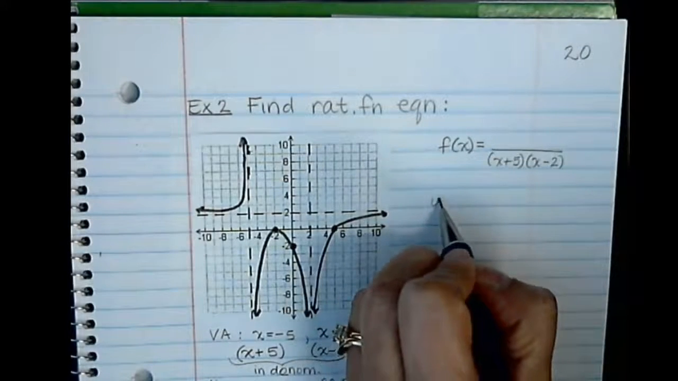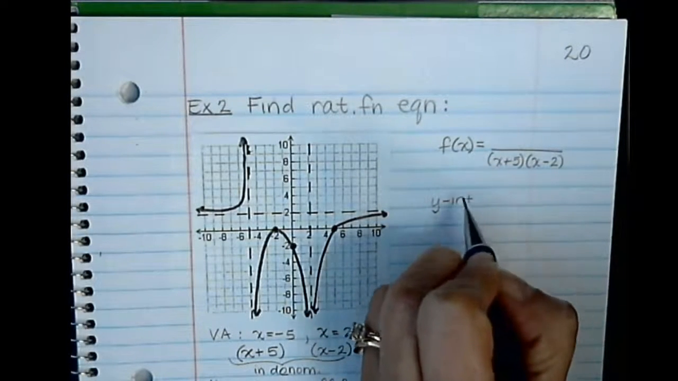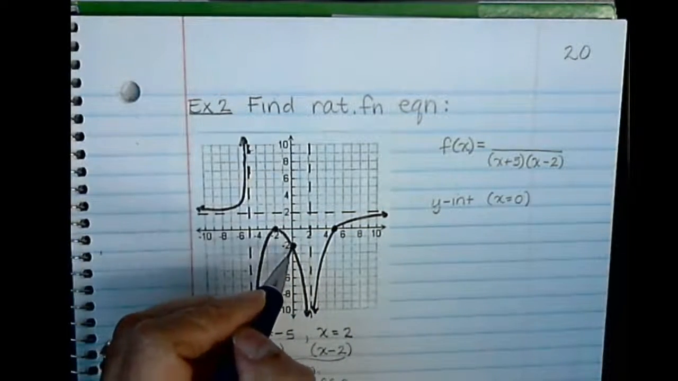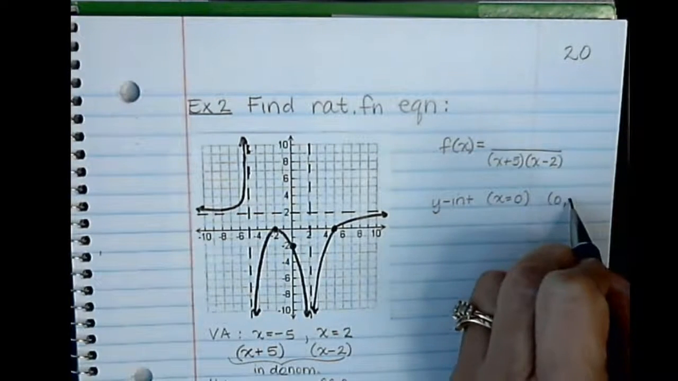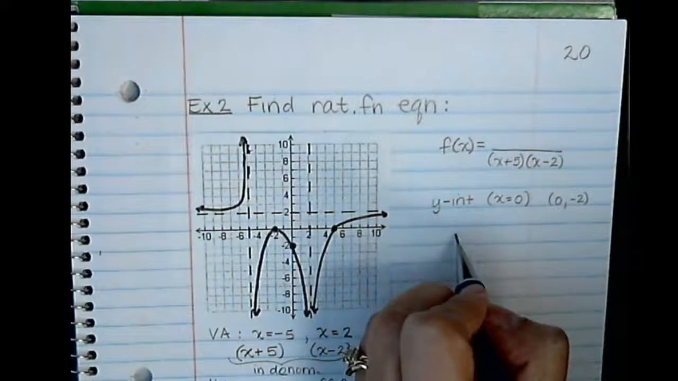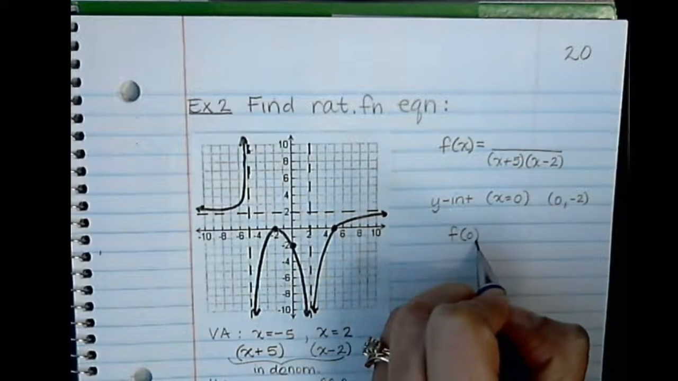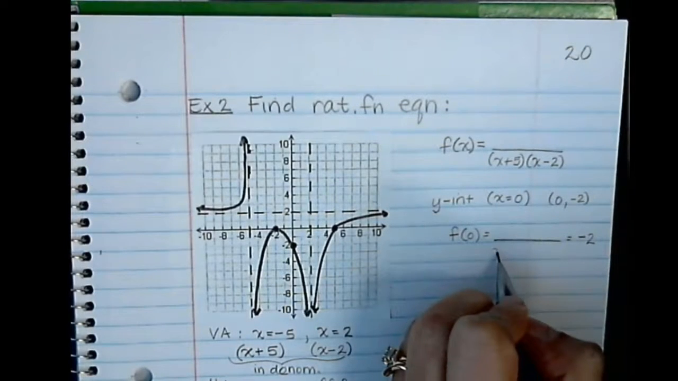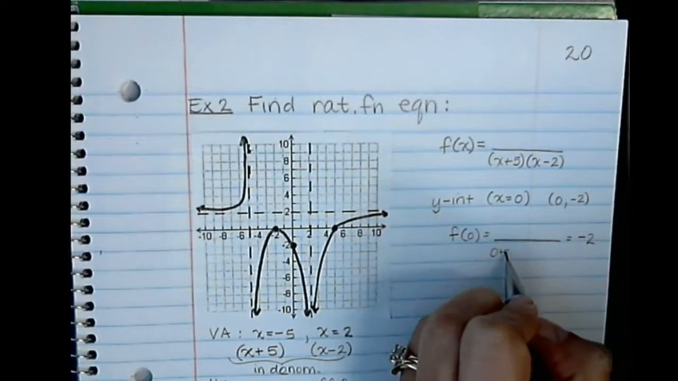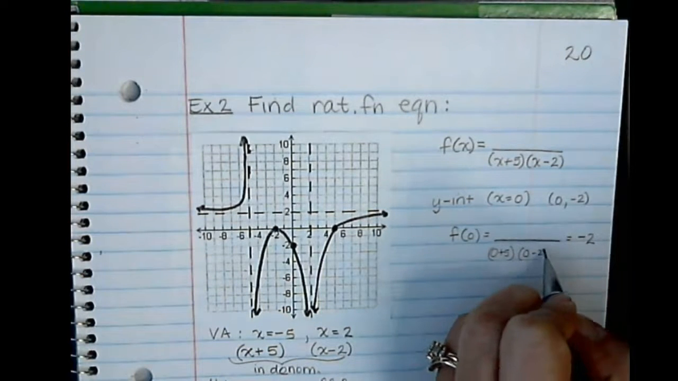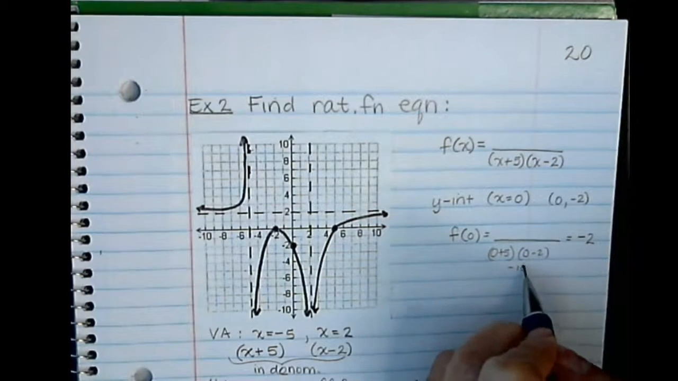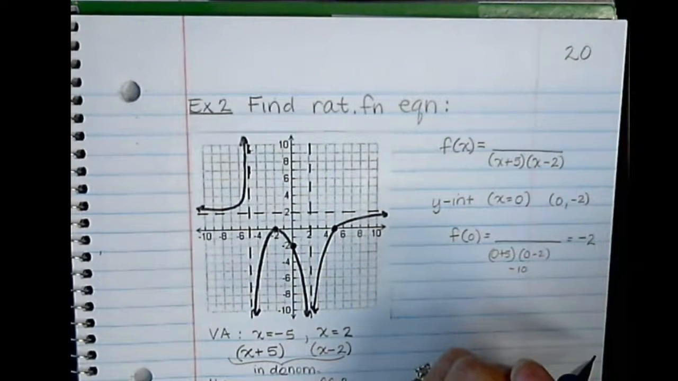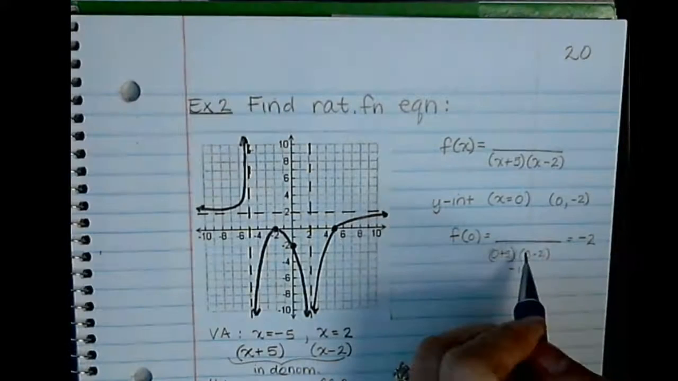Let's go find our y-intercept. Remember, for our y-intercept, we let x equal 0. And if we look at our y-intercept, we have one right here at 0, negative 2. So somehow, when I get my f of x and I plug in 0, I have to find out that this is going to equal negative 2. So I put 0 at the bottom, I get 0 plus 5, 0 minus 2, so we can see I get negative 10 at the bottom. So I need to get a positive 20 at the top. So let's see if we can figure that out.